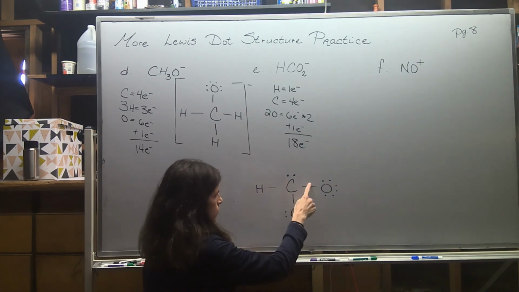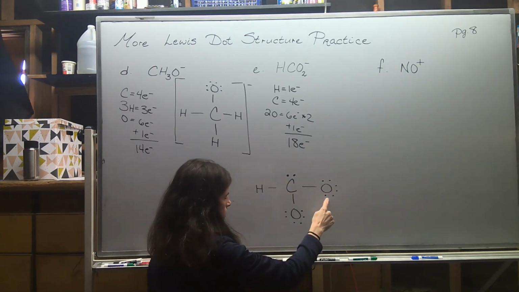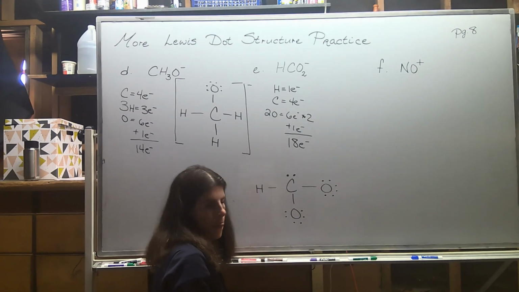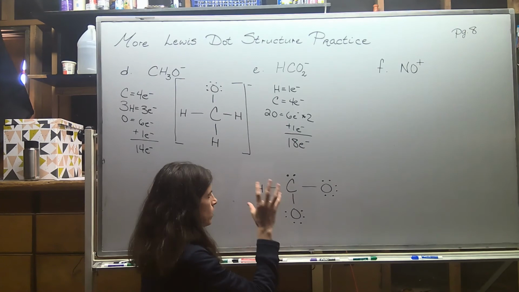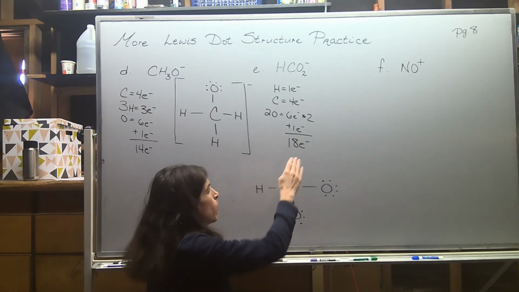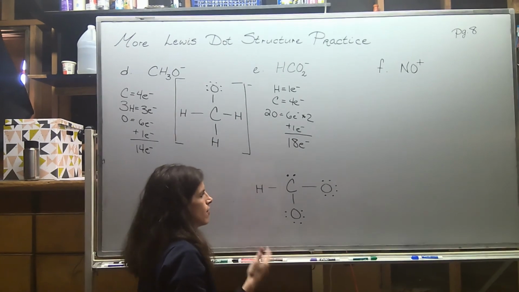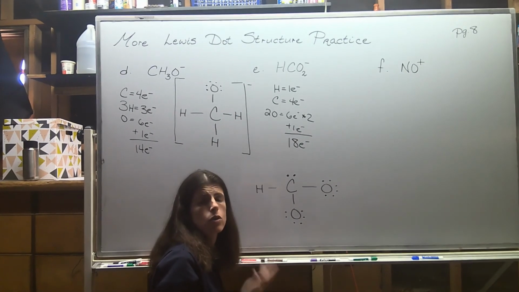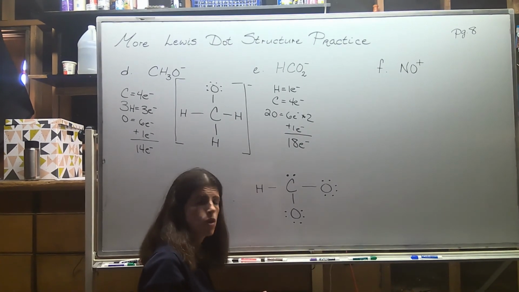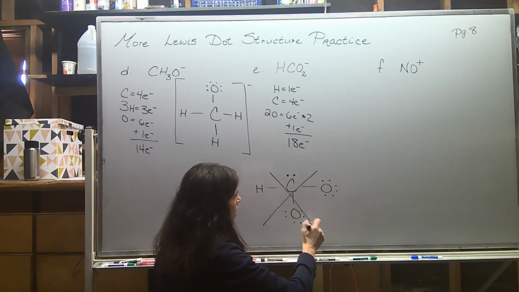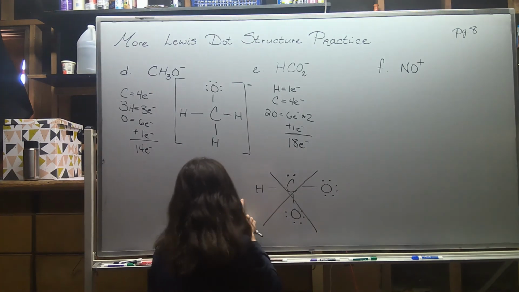2, 4, 6, 8, 10, 12, 14, 16, 18, 20. That's not good. We used 20 electrons, but we only had 18 available. Remember, when that happens, that means we have a double bond or a triple bond in our structure. So let's cross this out and try again using a double bond.